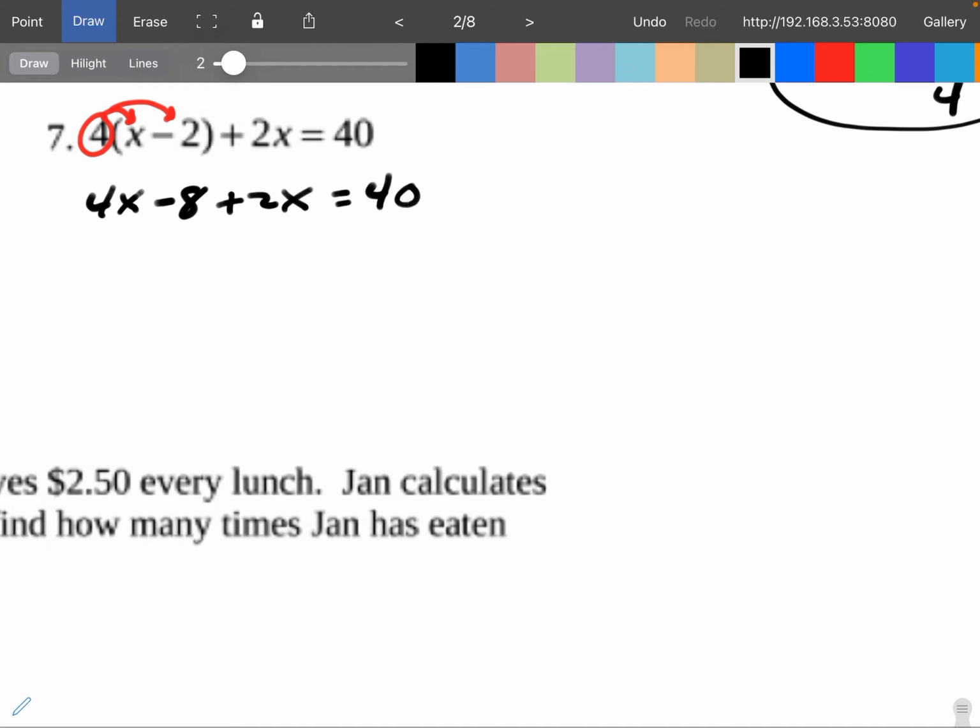And then we're going to bring down the plus 2x and the equal sign and the 40. Now, is there something that will combine on the left-hand side?